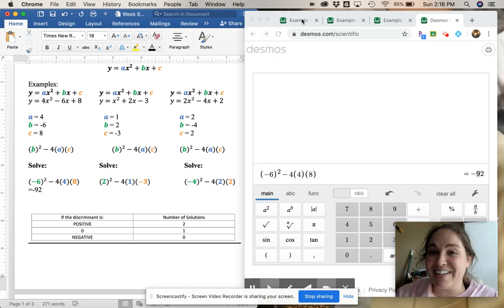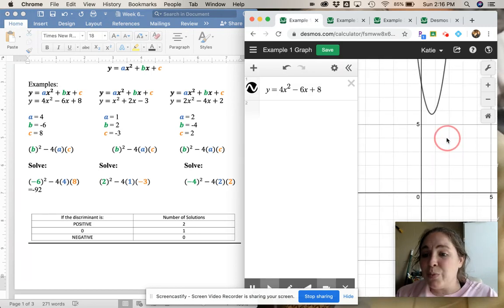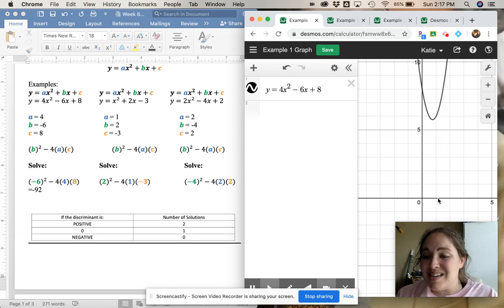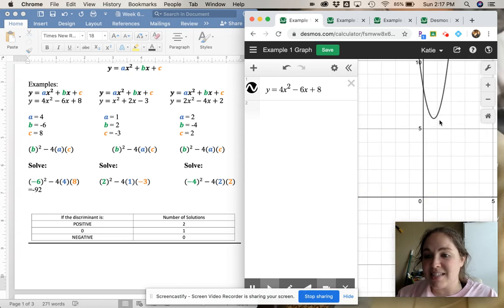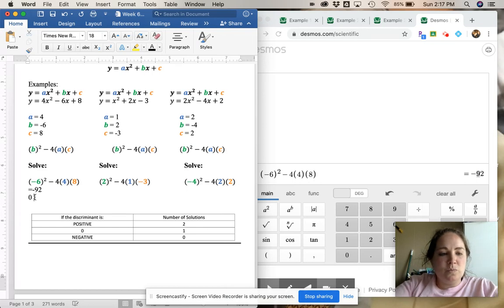So let's take a look at that. I've got this graphed here for us already. And we can see that this parabola is never crossing our x-axis. It's way up here. Its vertex is shifted up this way. So it's never going to have a chance to cross over that x-axis. So we should get a negative discriminant because it's never going to touch the x-axis. So it has 0 solutions. All right, let's put that under there. Let's go to our next one.